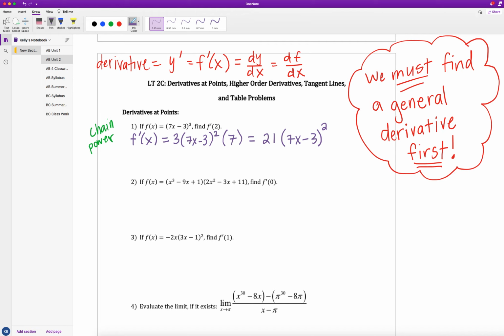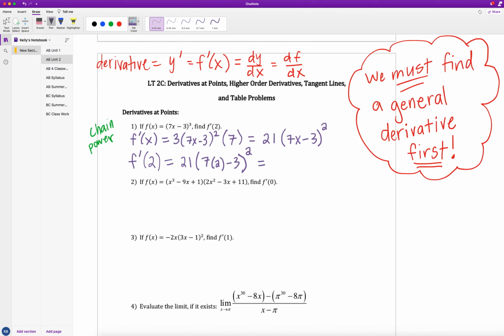In particular, this problem is interested in finding f prime of 2. Well, now that I've found f prime of x, I can substitute in 2 into that function to find f prime of 2 specifically. When we do that, we'll get 21 times (7 times 2 minus 3), and all of that will be raised to the second power. Now, if this was a free response problem, we would not need to simplify our work, but if this was a multiple choice problem on an AP test, we would want to make sure our answer is matching, so we are going to go through and simplify it just for that sake.